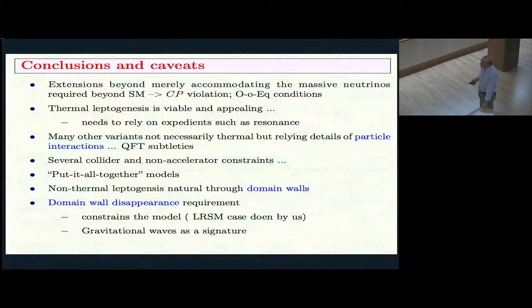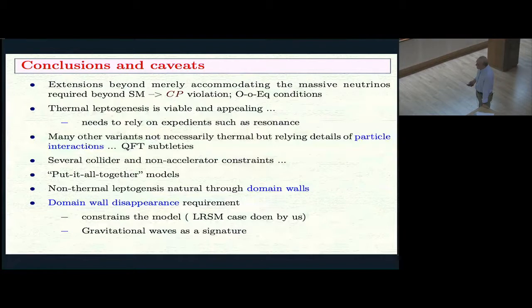There are many other sources of constraints, collider as well as non-accelerator like EDM and so on, that would constrain anything that you try to do to extend the standard model. And we do have these put-it-all-together models. We have presented a particular way that non-thermal leptogenesis could be carried out in the course of domain walls in a specific left-right symmetric model.